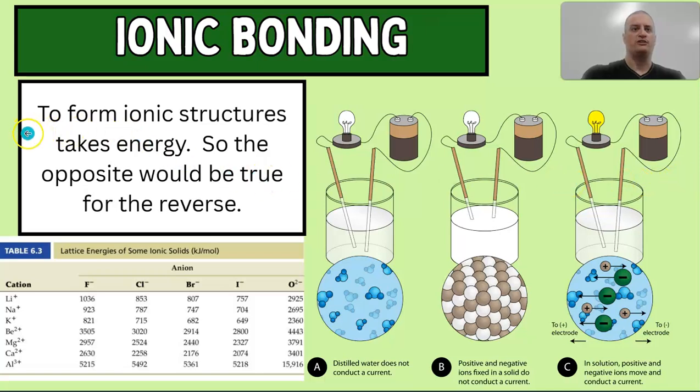Now, to form structures, it takes energy, so breaking them apart would also be true. When ions form a crystal, energy is released. The same amount of energy is needed to break up a crystal into its ions. So we can see that lithium, forming with fluorine, would give up so many kilojoules in what's called a mole. Just think of it as an amount.